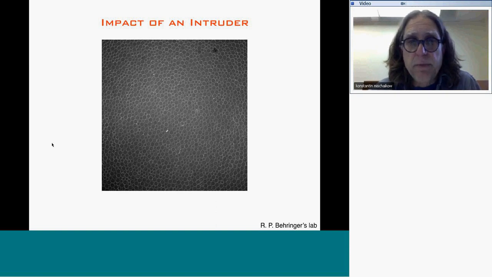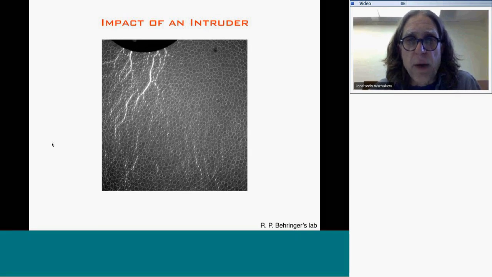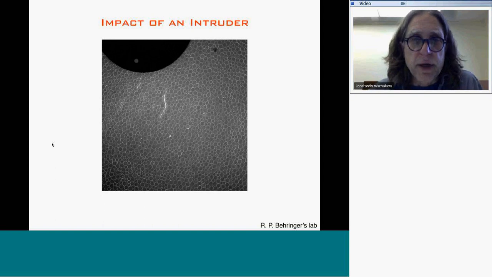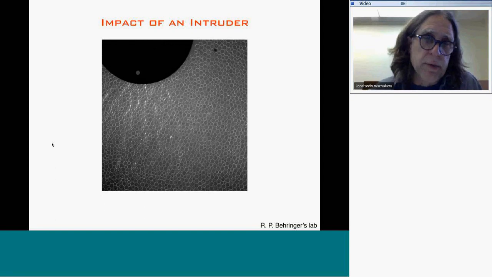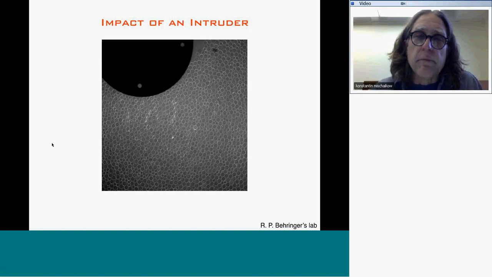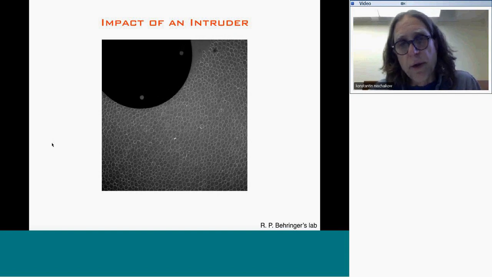Here's another example. I haven't done any work on this, but it's just such cool pictures that I thought I would show the movie. So again, you have these beads, and here a large object has been dropped on the beads, and how these force chains produce really cool patterns. Again, what we want to do is to have some coherent description of what's going on there.